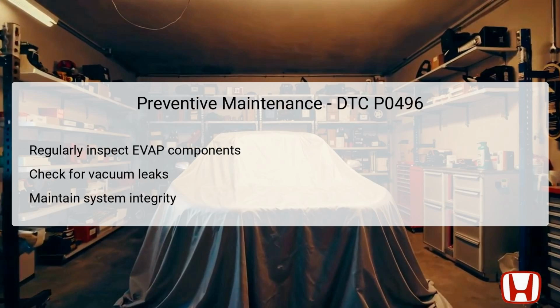Preventive maintenance is essential for the ongoing health of the EVAP system and can help to avert issues such as DTC P0496 from occurring in the future. Regular inspections of all EVAP components, including the purge valve and vent shut valve, are advised to detect any wear or malfunction early on. Technicians should also routinely check for vacuum leaks within the system, as these can destabilize pressure and result in inaccurate readings at the FTP sensor.